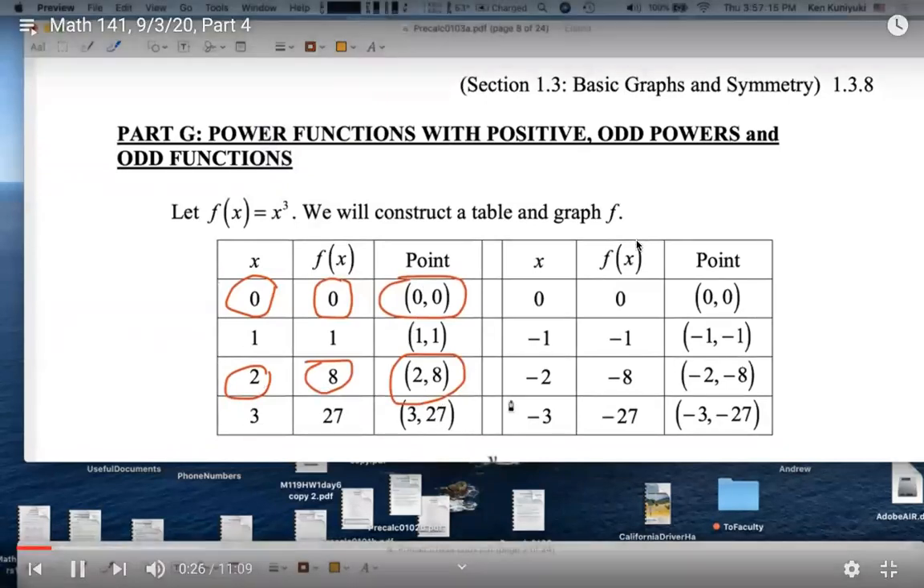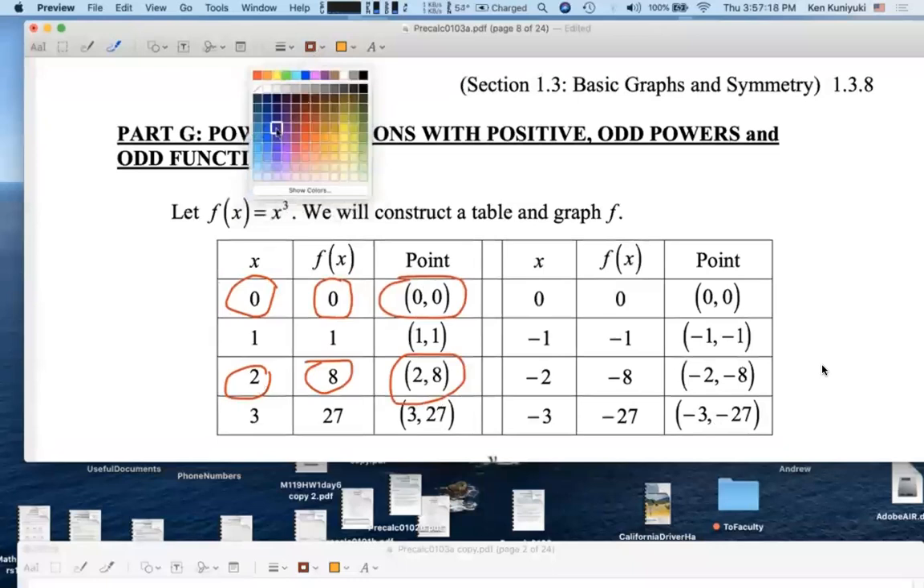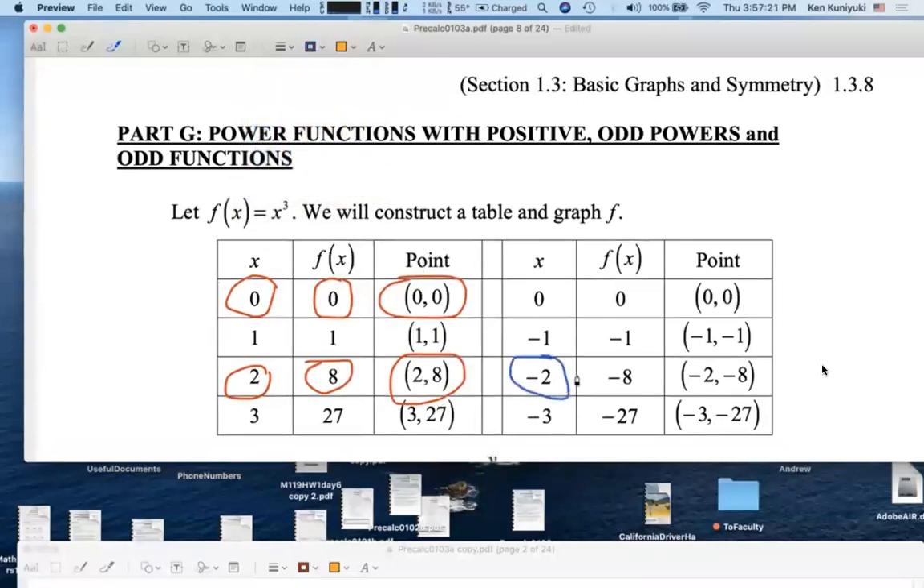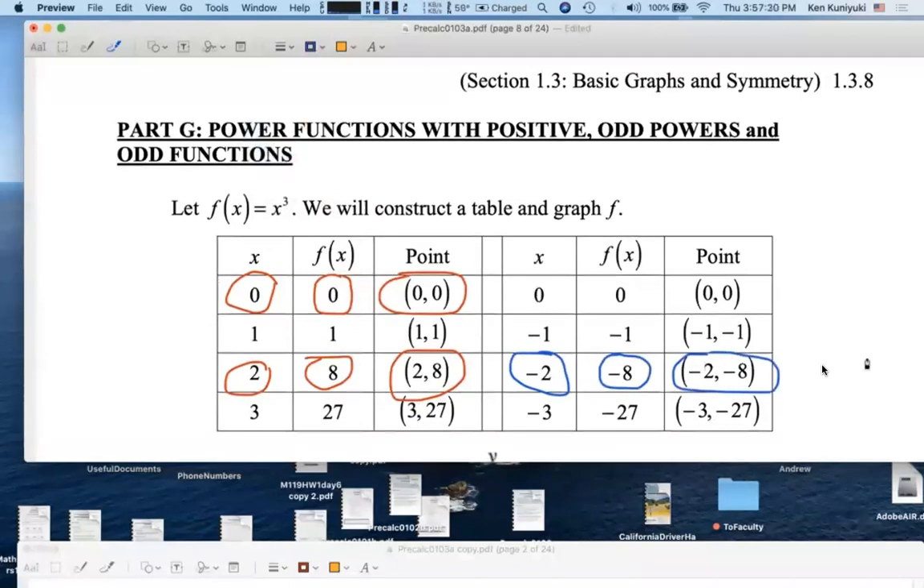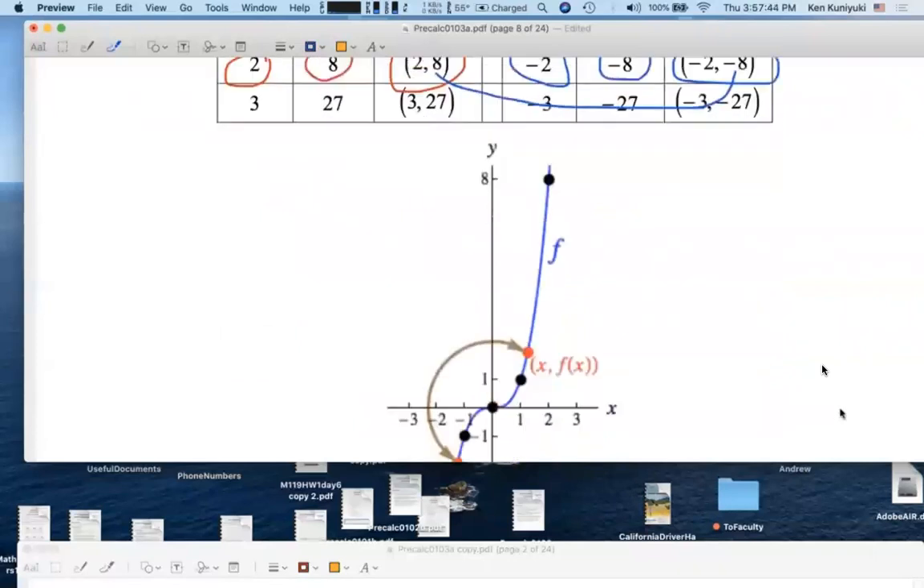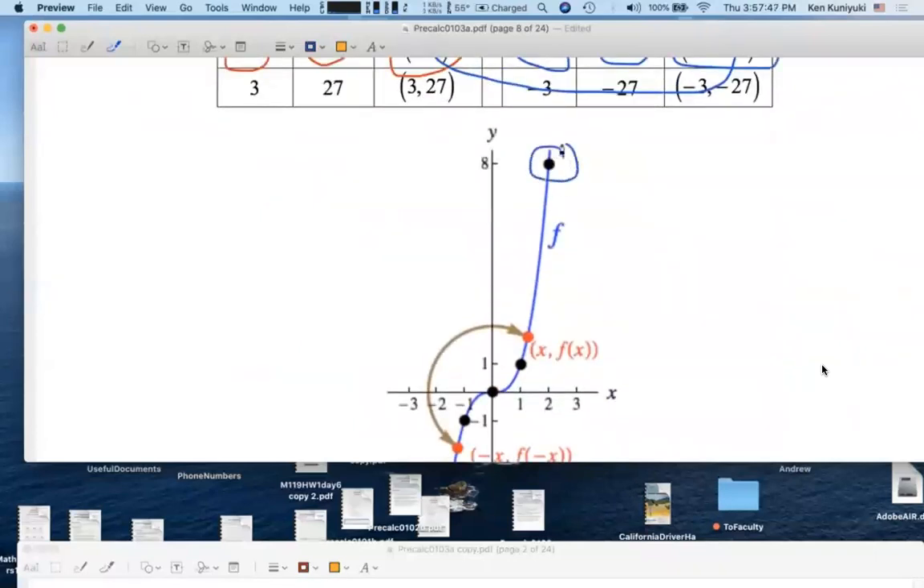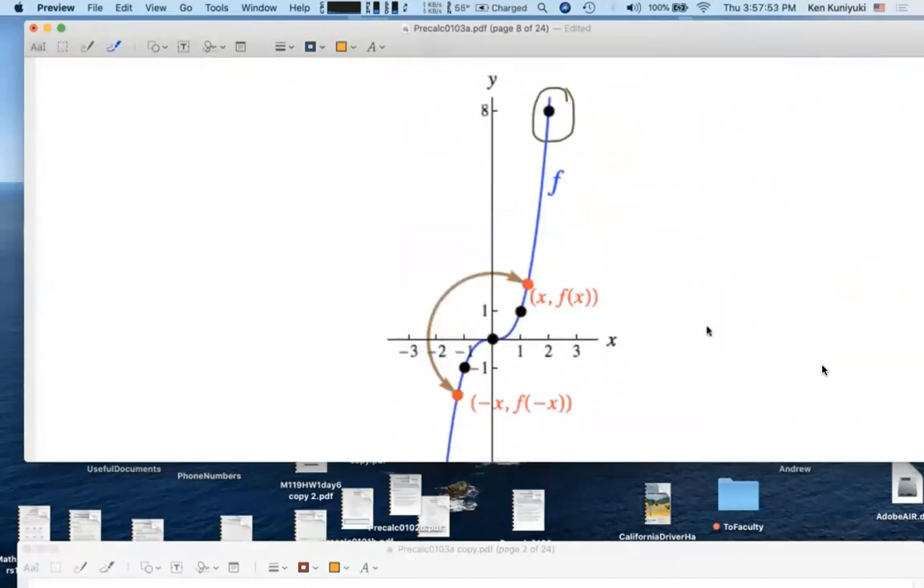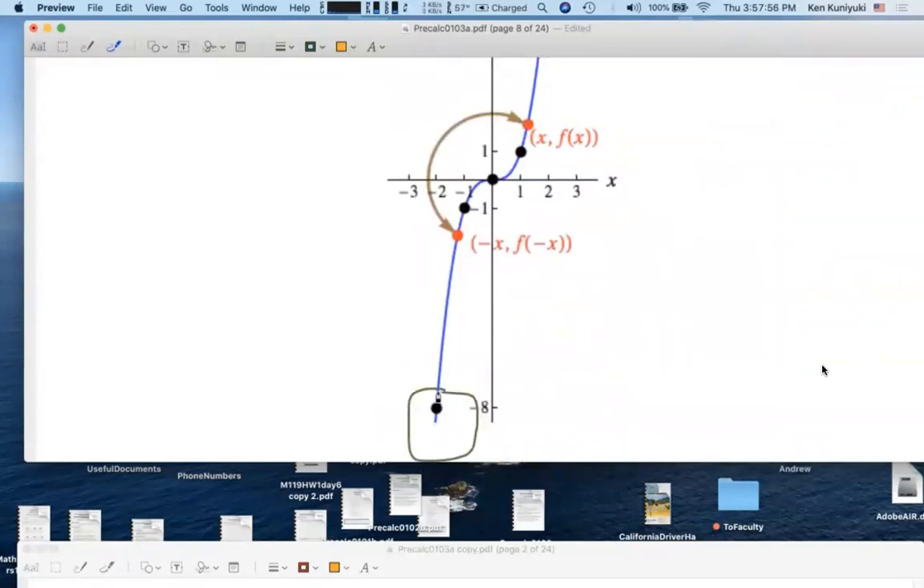All right, the cube of 2 is 8, but the cube of -2 is -8. So the point (-2, -8) lies on the graph. Remember, for a squaring function or for an even function, if you input opposite values of x, you get the same value. Here, we don't get the same function value, we get opposite function values. Here, the point (2, 8) lies on the graph. If that's the case, the point (-2, -8) must lie on the graph for an odd function.